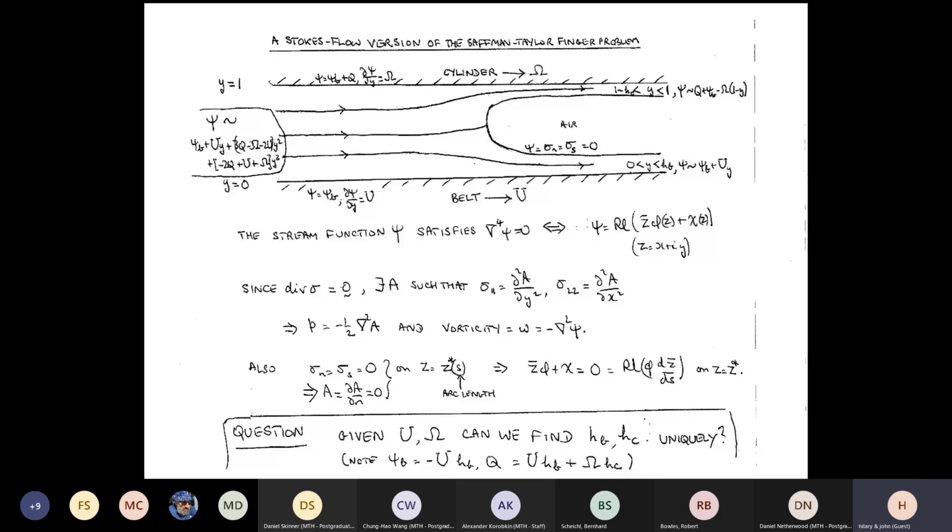And they did this famous experiment in 1956 where they found that the bubble, no matter how they set it up, always seemed to have the same values of HB and HC, that the bubble filled half the channel.